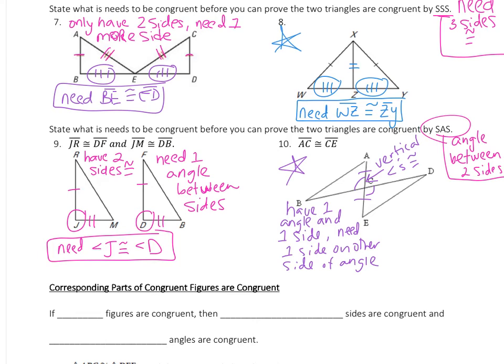What you should have noticed is that you have one angle and one side already. You need another side, but the side has to be on the other side of the angle in that triangle. So on the triangle on the left, I have an angle, I have a side, an angle, so my side has to be right here. On the triangle on the right, I have a side, an angle, so this is the side that I'm missing. So BC should be congruent to CD, and that's what I need to prove that they are congruent by side, angle, side.